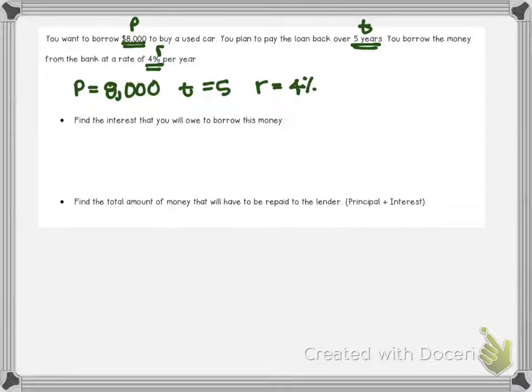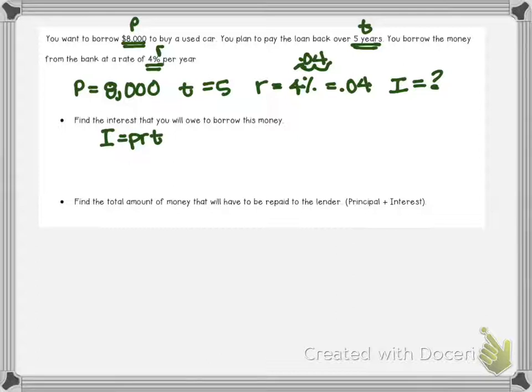Anytime we're given a rate in percent, remember we have to convert to a decimal. So we place our decimal in the back and move it over to the left 2 times and hold your place value. So that would be 0.04. And then the last letter in our formula is I, and we don't know that, so that's what we're looking for. So we want to rewrite our formula, I equals PRT.